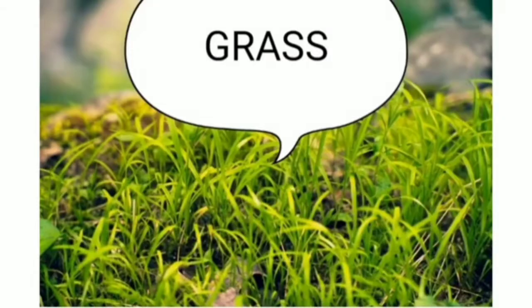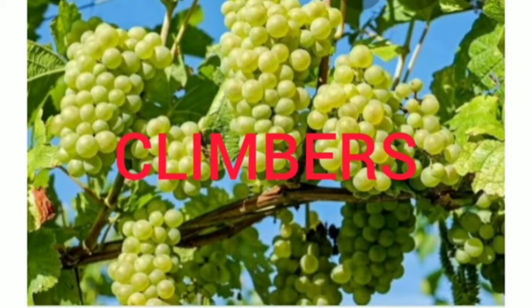This grass is also an herb. What color is it? It's green in color and the stem is also very soft. So what does herb mean? Very small plants that have soft stem are called herbs. Next, we are going to see about climbers. What is it? Climbers. C-L-I-M.